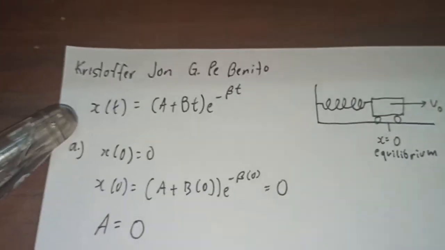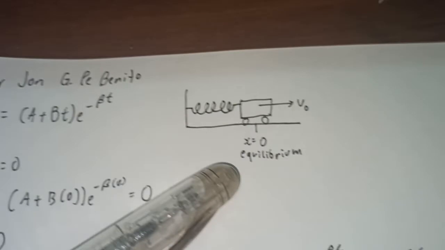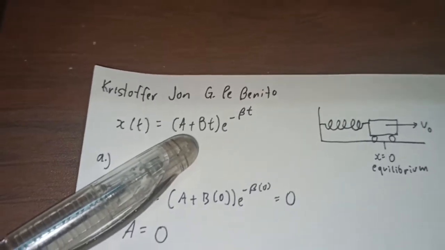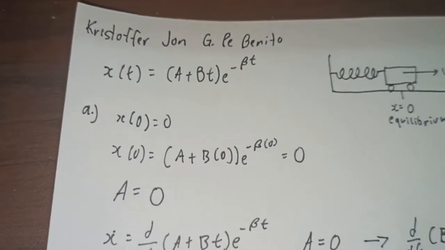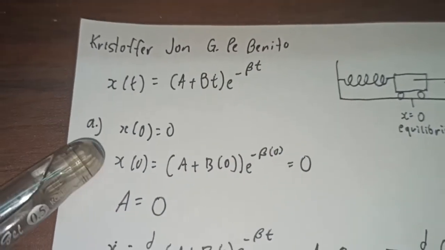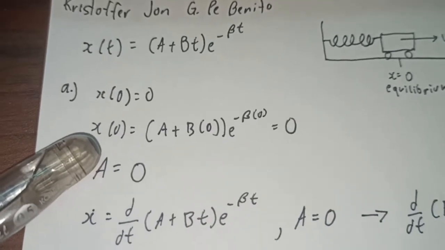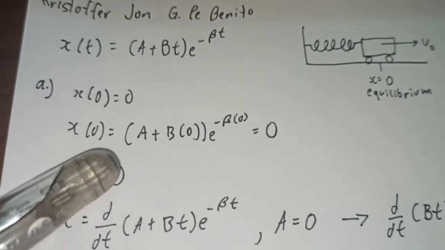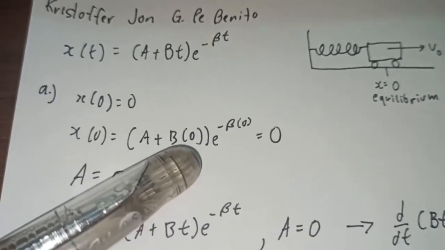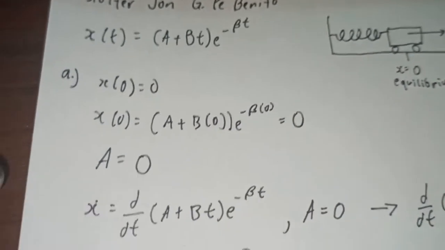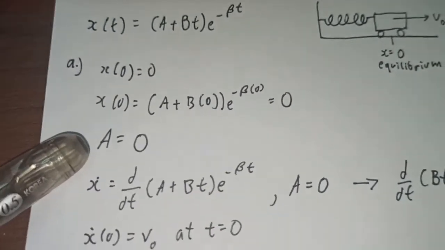First, we have this equation for critically damped motion, and this is the illustration of the problem. We must know the value of A and B to solve the problem. At t equal to 0, x is equal to 0. And so, if we substitute t equal to 0 into the equation, we get a plus b times 0 times e raised to beta times 0 is equal to 0. And we get that a is equal to 0.